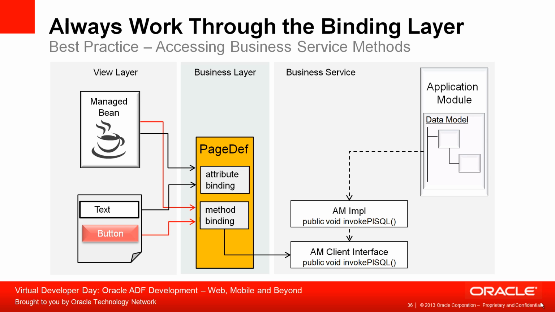Everything that you see in the page def file will at runtime be part of the binding container, and for that reason can be accessed from Java or from expression language. And here on the left hand side, the text and the button clearly would use expression language to hook up to the method binding or to the attribute binding.